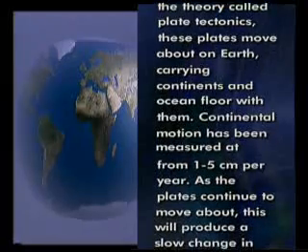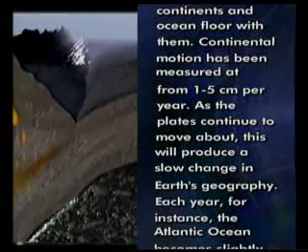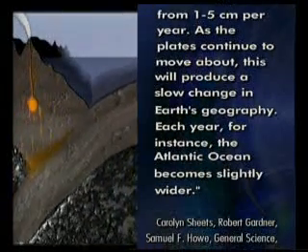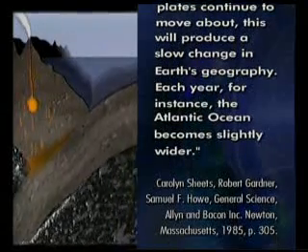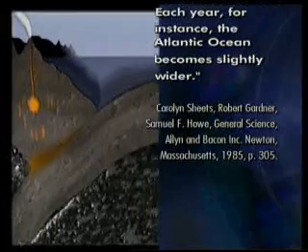Continental motion has been measured at from 1 to 5 centimeters per year. As the plates continue to move about, this will produce a slow change in Earth's geography. Each year, for instance, the Atlantic Ocean becomes slightly wider."